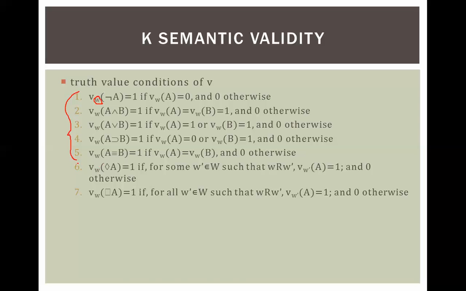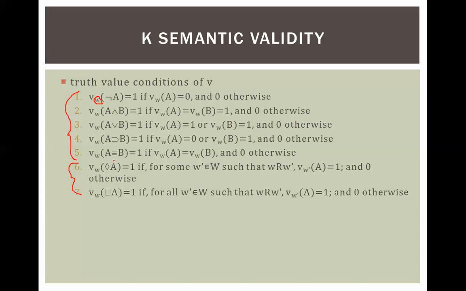What they do make a difference for is in 6 and 7. And in 6 and 7, we're going to see two different indexes. And that's why they're going to make a difference. So this first 6 here says, possibly A is true at world W if there's some other world, W prime, that W is related to, and in that other world, A is true. So possibly A is true in W if it's related to some other world where A is true.